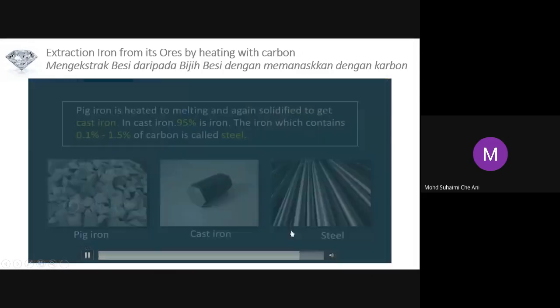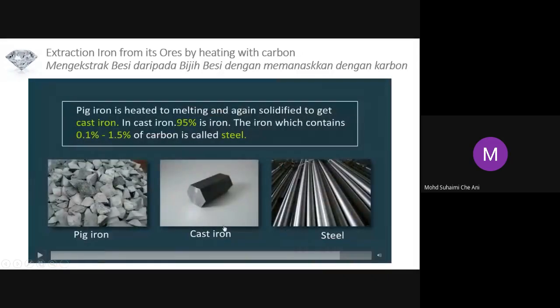But somehow the iron is not pure. You will have a different kind of iron depending on the composition dalam dia lah. So for this method, you will just get the pig iron because it isn't pure, but it can be used to make the cast iron and steel afterwards. Okay, but this one is very detailed. So you don't need to remember this, but you just need to know for your information.